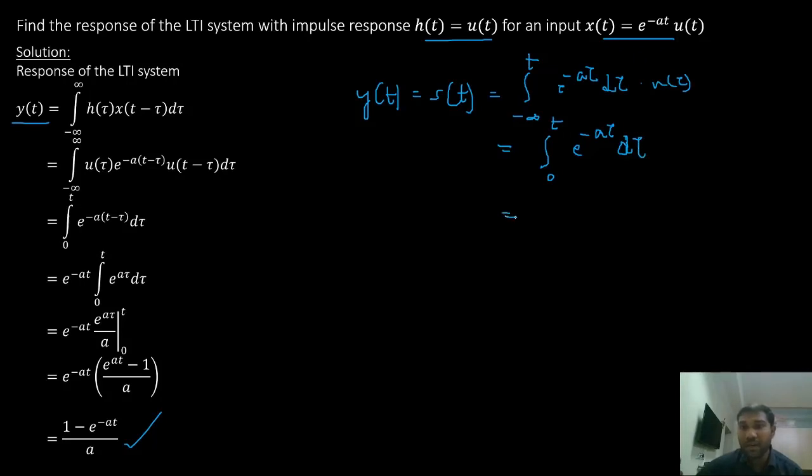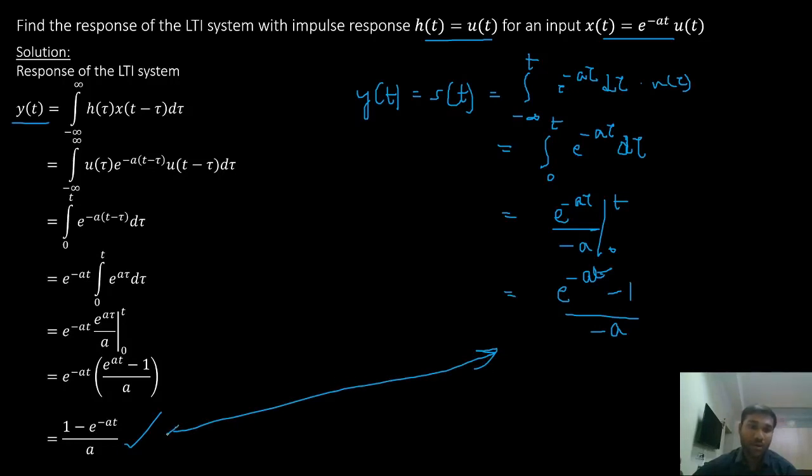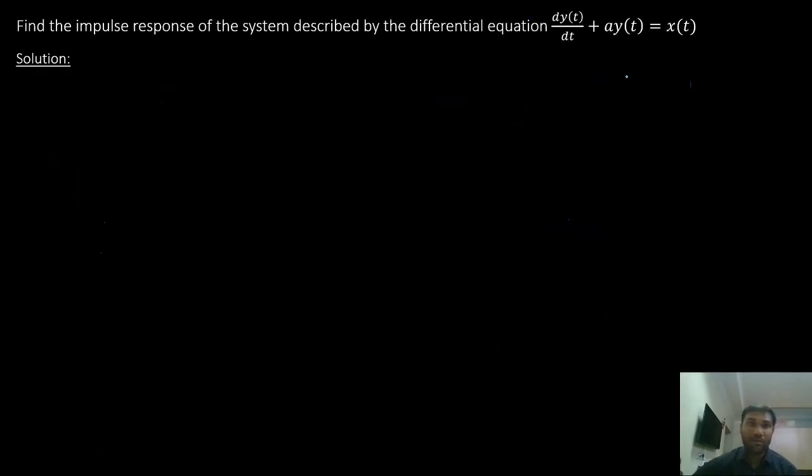Now if I integrate it, I have e power minus a tau divided by minus a from 0 to t, that is e power minus at minus 1 divided by minus a. So both of them are the same. So I can either do it in this way or I can do it in this way, right? Both are the same. Now we'll go to the next problem.